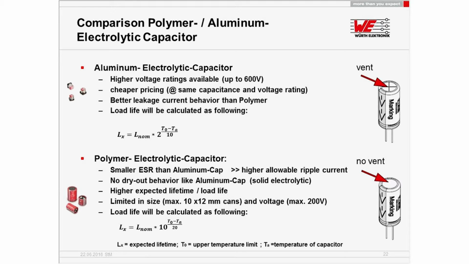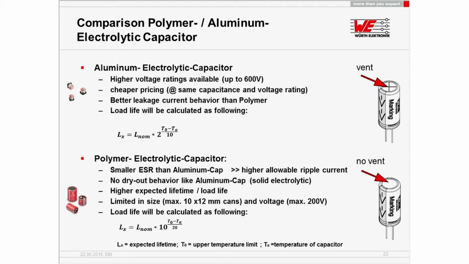They have a better leakage current behavior in comparison to polymer, and as a formula of thumb you can normally calculate that for each 10 degrees you get down in the temperature of the product in the application, for example from a max temperature of 105 degrees down to 95, you can double the expected lifetime of aluminum electrolytics. That's the rule of Arrhenius.